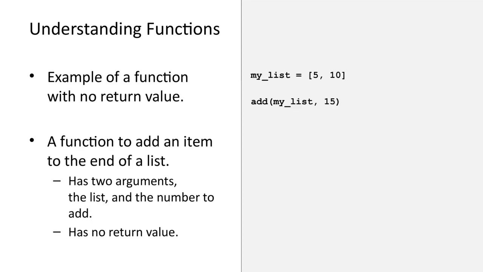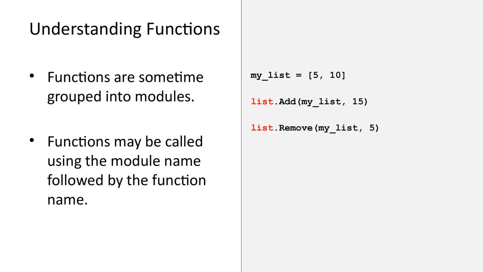Here is an example of a function with no return value. The function adds data items to a list. In the example, we call the function by specifying the list and the item to add. We can assume that the function will add the number 15 to the end of the list. There is no return value.